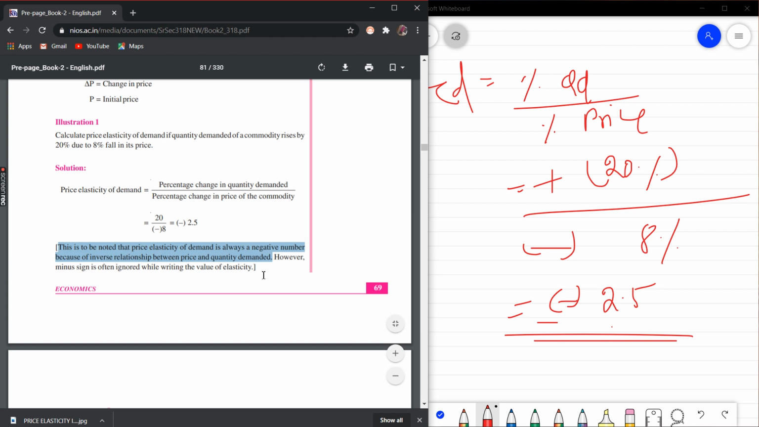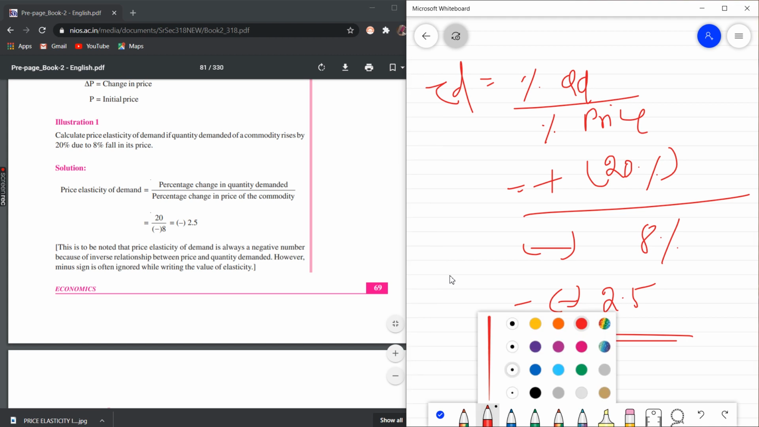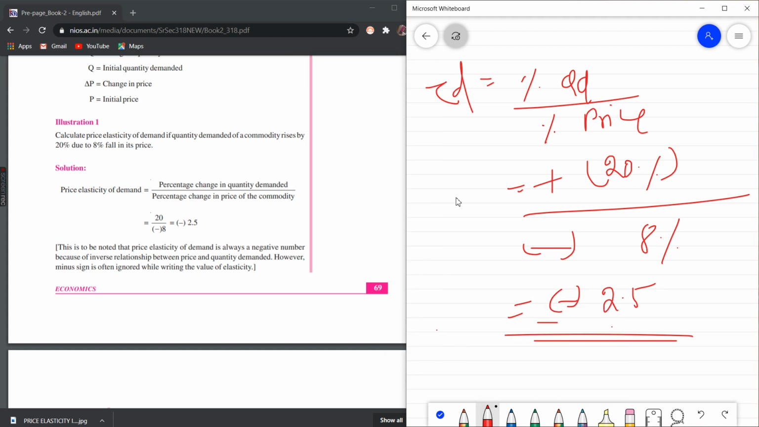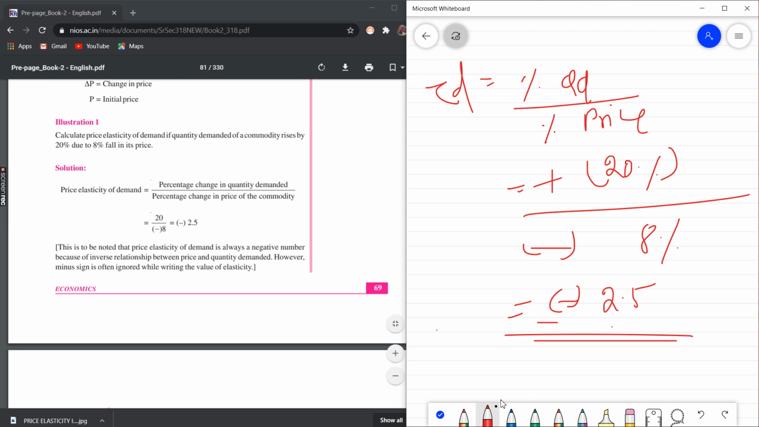This is the main important note. It is to be noted that price elasticity of demand is always a negative number because of the inverse relationship between price and quantity demanded. However, the minus sign is often ignored while writing the value of elasticity. As we know, according to the law of demand, price and quantity demanded are always in an inverse relationship, as when price increases, demand will decrease.